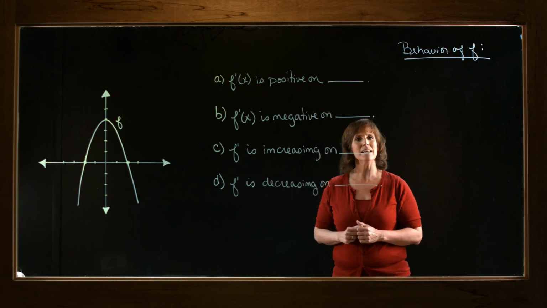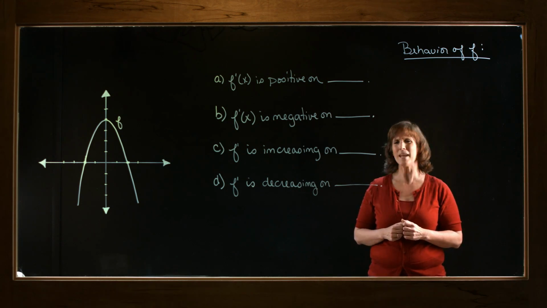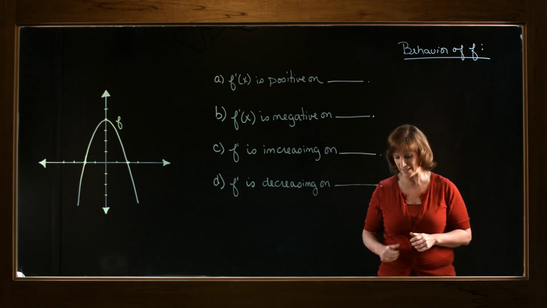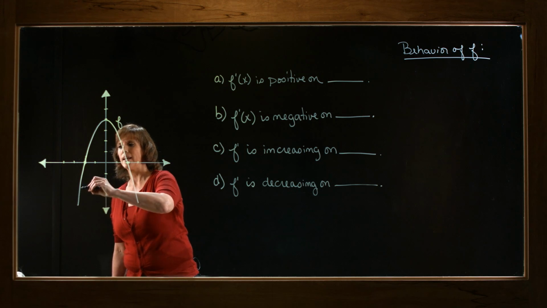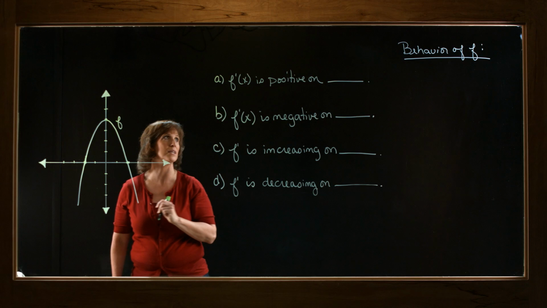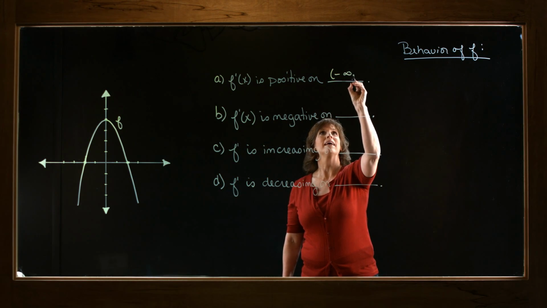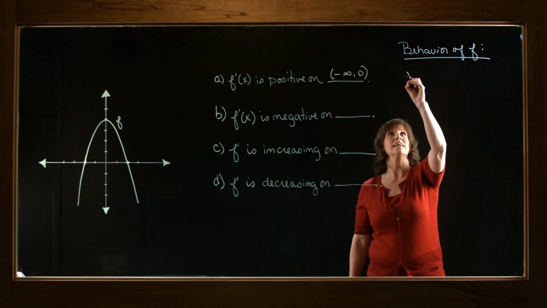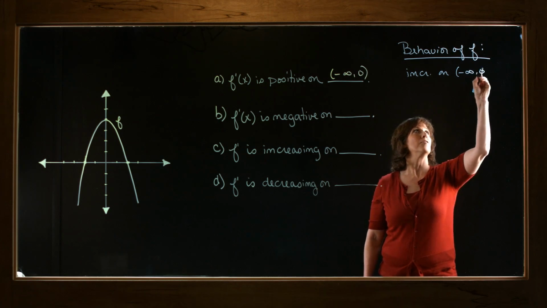At first, it's telling me that the derivative is positive on some interval. Well, what happens when a derivative is positive? We know that means my function is increasing. Well, let's take a look at our function. When is it increasing? It's increasing from negative infinity until I hit x equals 0. So my derivative is positive on the interval from negative infinity to 0. And this tells me that my function is increasing on the interval from negative infinity to 0.